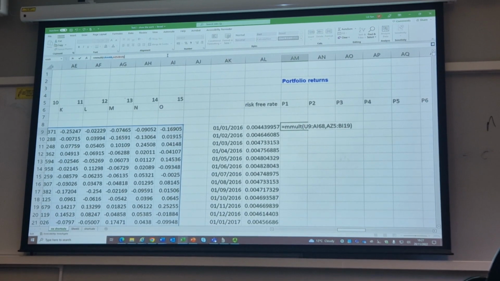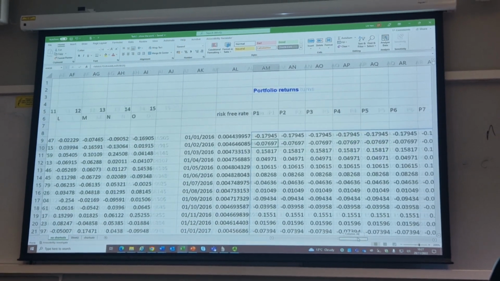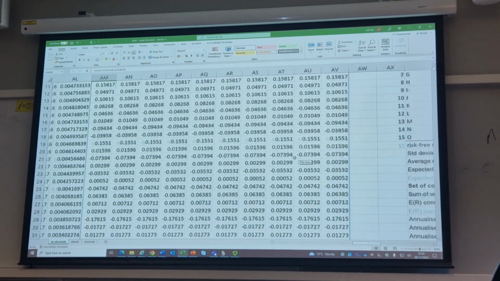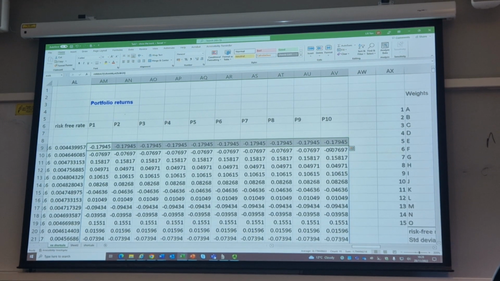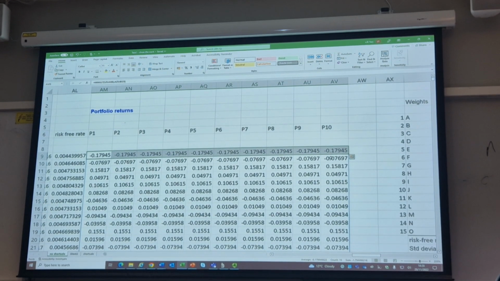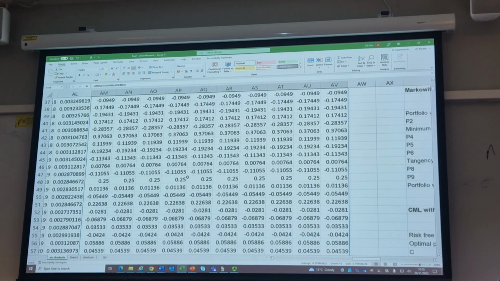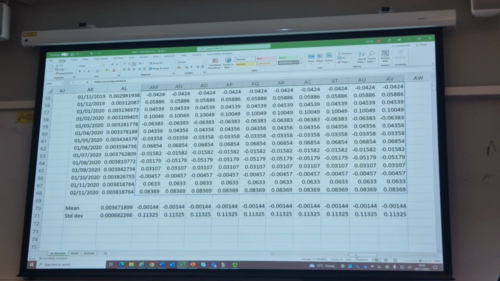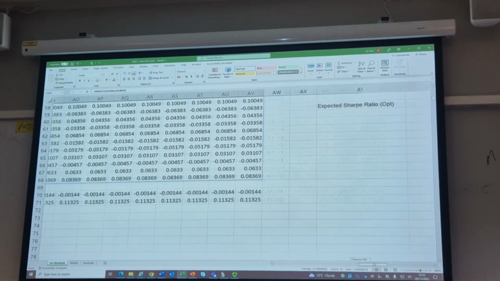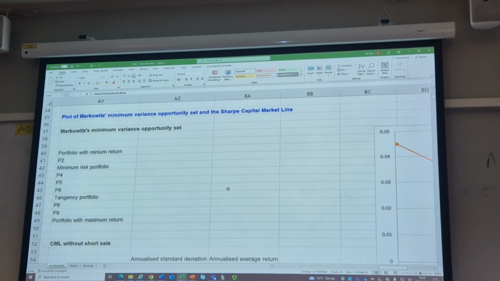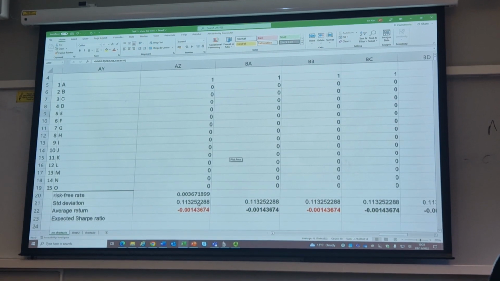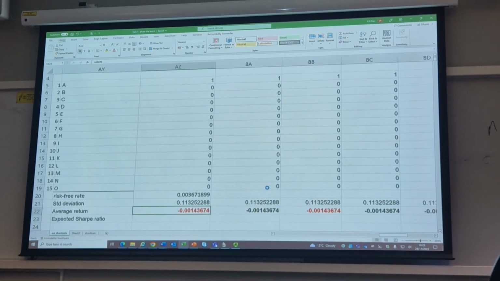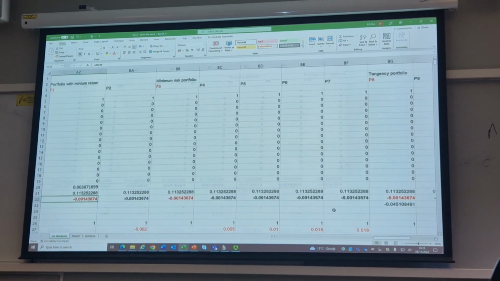Close bracket. Enter. So we got the initial return of these 10 portfolios in 61 months. We can see that the return of these 10 portfolios in each month must be the same because we set the same weight. Again, we calculate the mean return of these 10 portfolios and the standard deviation. We have done that part, and then we just move the standard deviation and average return to here.